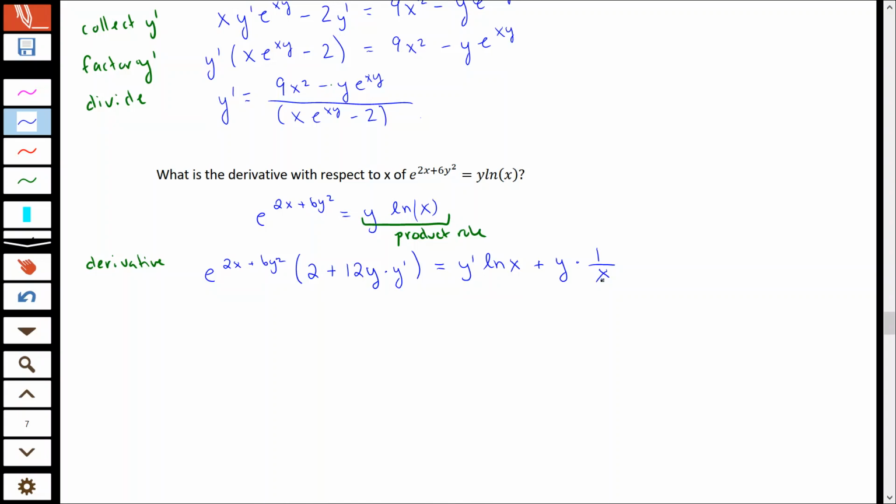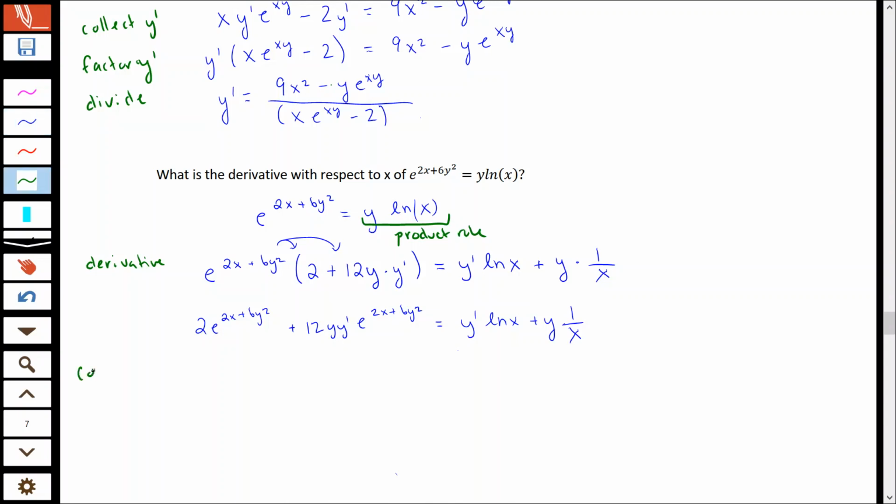So once we have that derivative, again, we're going to want to get all of our y's together. Anytime we've got this kind of bracket situation, we're going to want to expand this so we can collect the y prime. So I'm going to have this 2e to the 2x plus 6y squared plus 12y y prime e to the 2x plus 6y squared. And nothing's changing on the other side of my equation here.